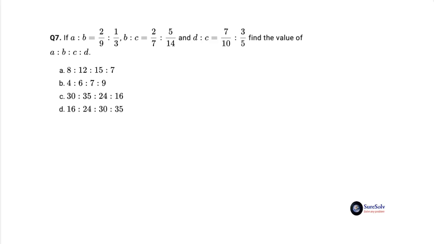LCM of the two denominators of the fractions 9 and 3 is 9. So multiply both the fractions by 9 to convert the ratio to a is to b equal to 2 is to 3. You could multiply both the fraction values by 9 because the two fractions actually are in the numerator and the denominator. That is, a by b equal to 2 by 9 divided by 1 by 3.